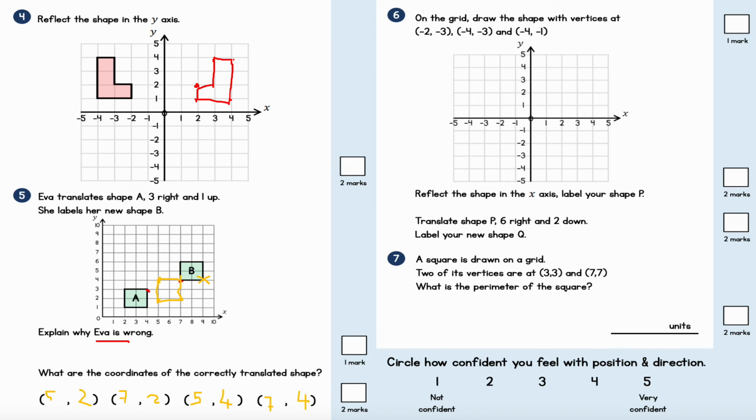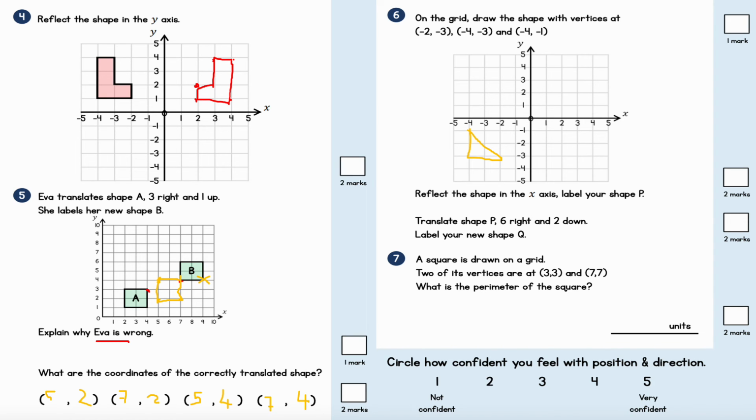Okay. This is question number 6, guys. On the grid, draw the shape with vertices -2, -3. So that's going to be down here. -4, -3. So that's going to be down here. And I'm going to have -4, -1. Okay, so it looks like a right angled triangle from my drawing. Obviously, I've not drawn it perfectly.